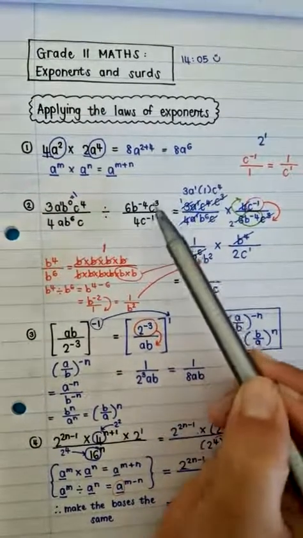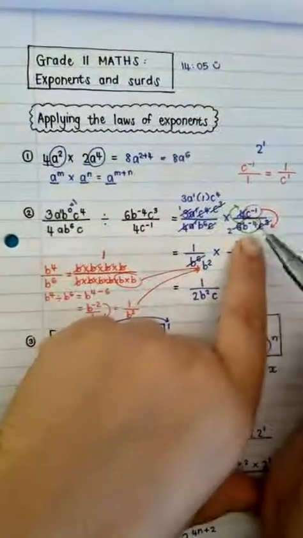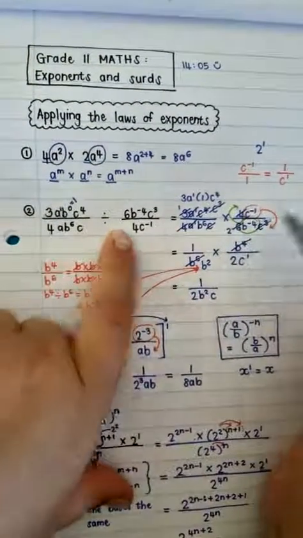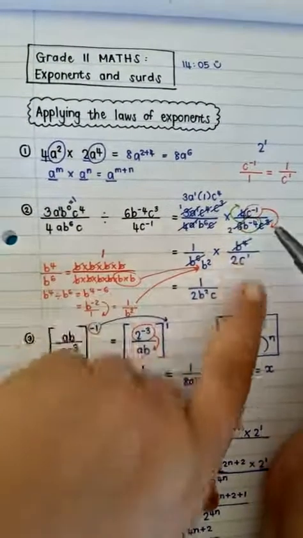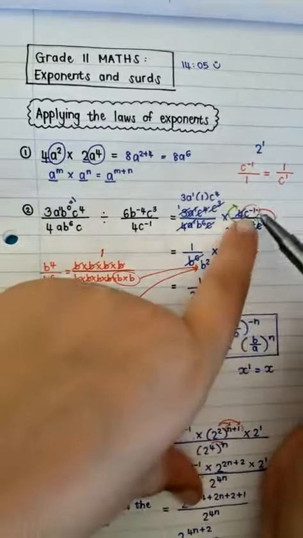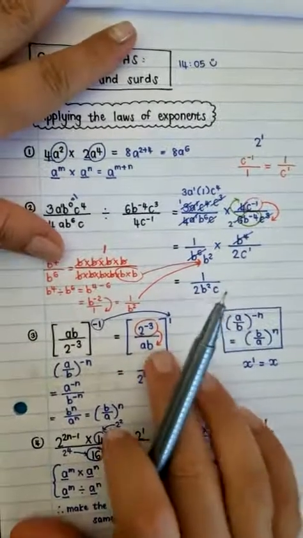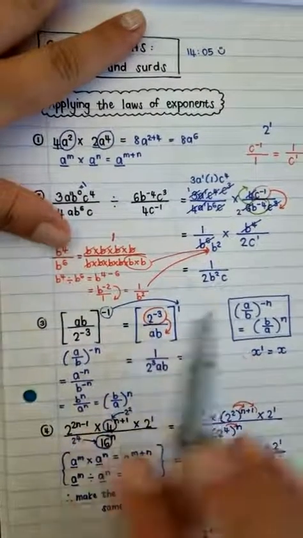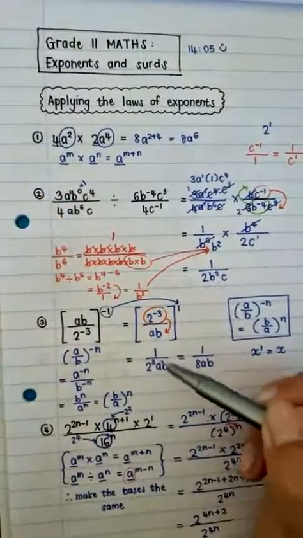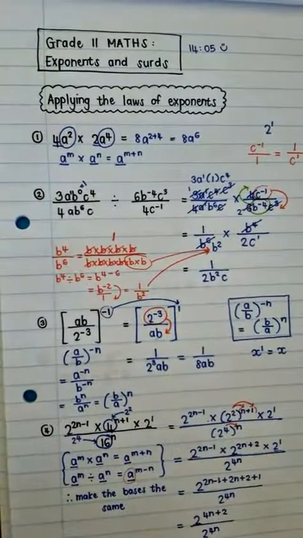In this case, we first had to do it up in times, and then we moved the b to the top to make the exponent positive. We moved the c to the bottom to make the exponent positive. Same thing here in number 3, we had a negative exponent there, so we just moved it to the bottom to make the exponent positive.